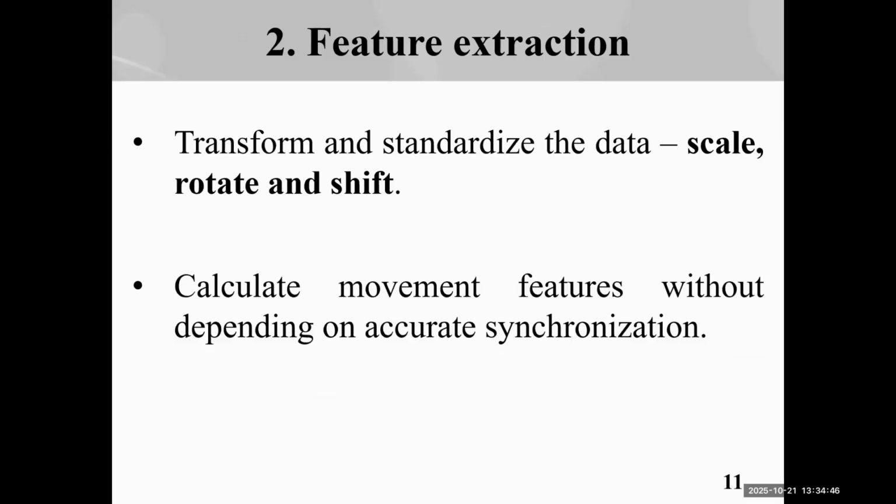Second, the feature extraction. We first transform and standardize the data. Since each camera and algorithm returns different data, we scale all of them to the ground truth scale, let's say for example meters. We rotate the axes and we shift the origin. Second, we calculate movement features without depending on accurate synchronization, meaning we calculate features that are not dependent on time. That's why we can evaluate them and compare between two different systems.